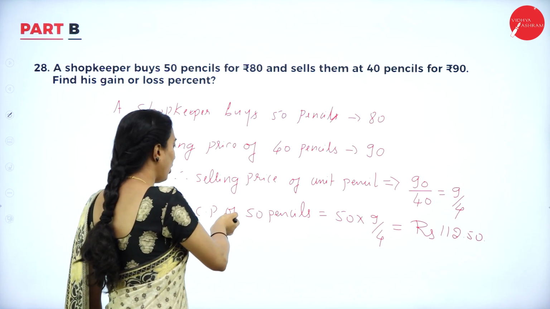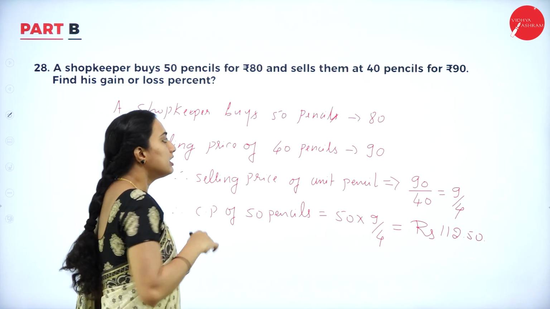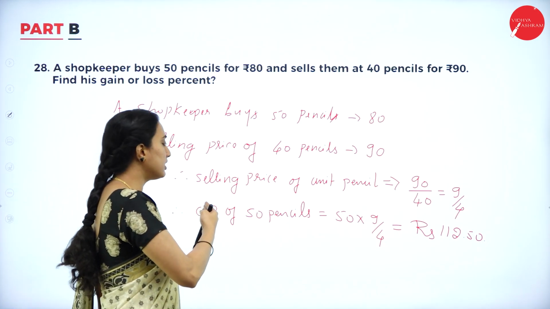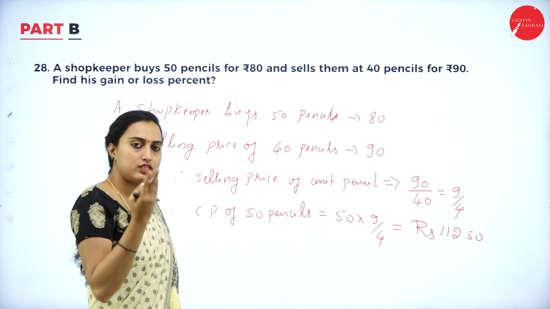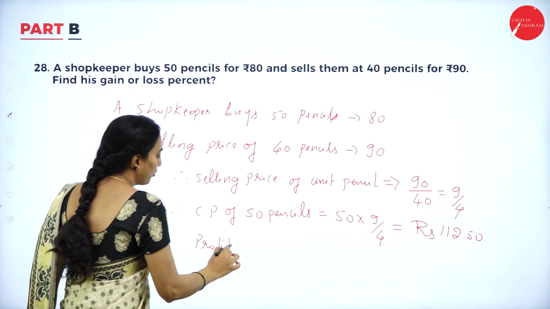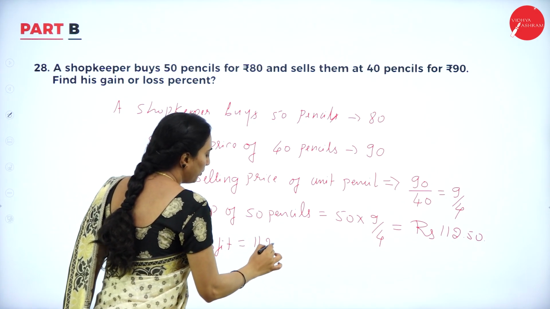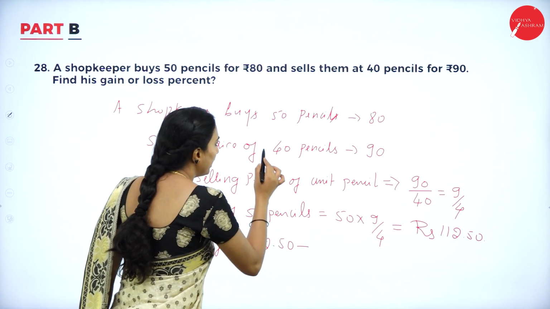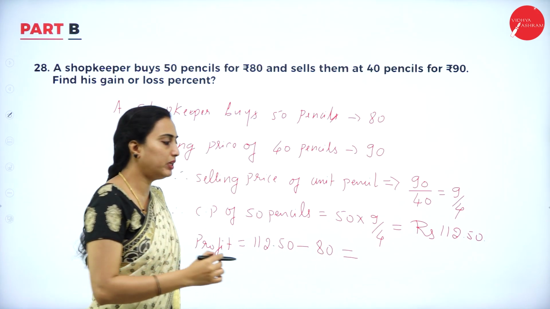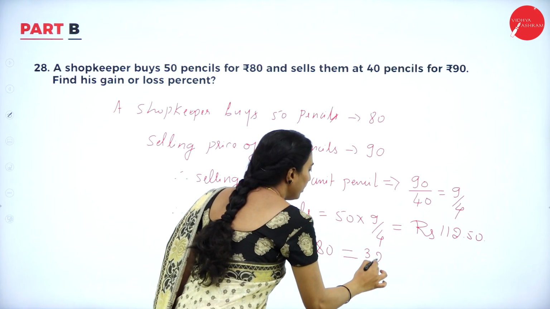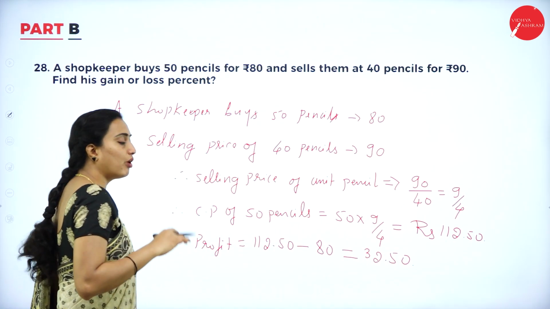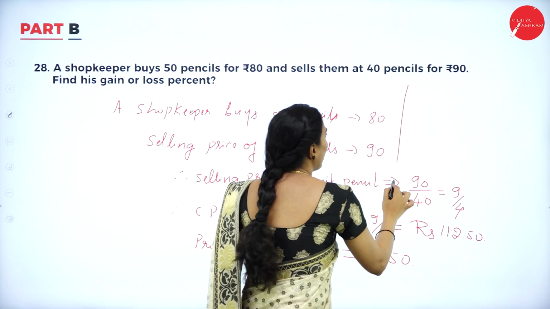So here cost price is greater than the selling price. Therefore it is a profit. Therefore profit will be equal to how much? Profit will be equal to 112.50 minus 80. So you are going to get the answer as 32.50. Okay. So here the profit you got is 32.50.